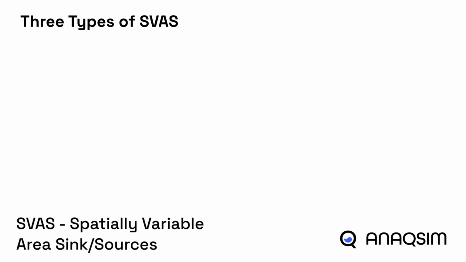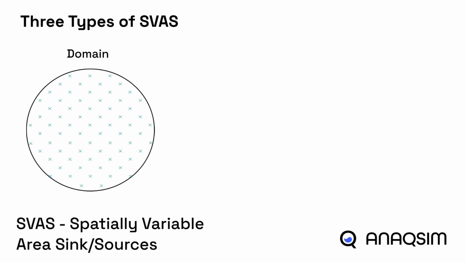Each with its own purpose. First, there's domain-wide SVAS. This is a basic requirement for any multi-layer or transient model. It applies SVAS points evenly across the entire model domain. In most cases, you can start with very wide spacing, unless you're working with a subdomain like a wetland or pond where vertical flow is higher.